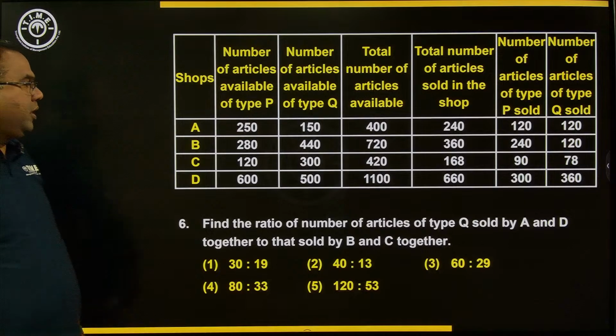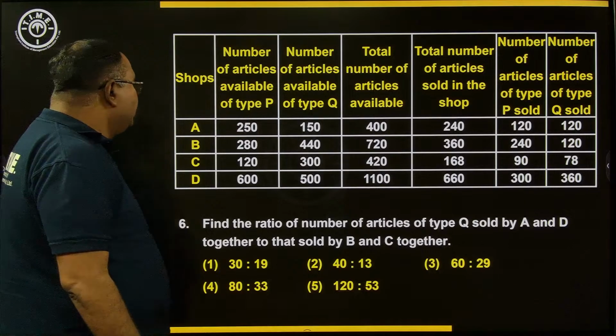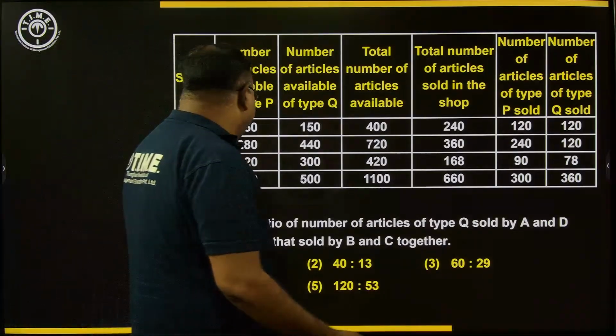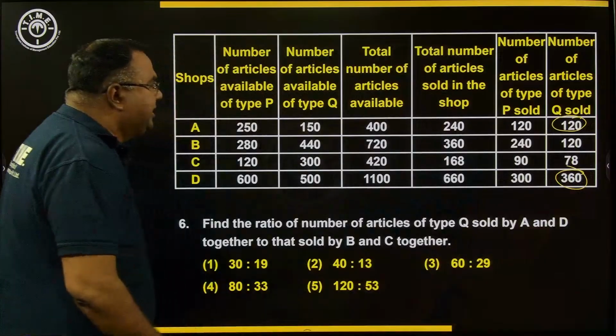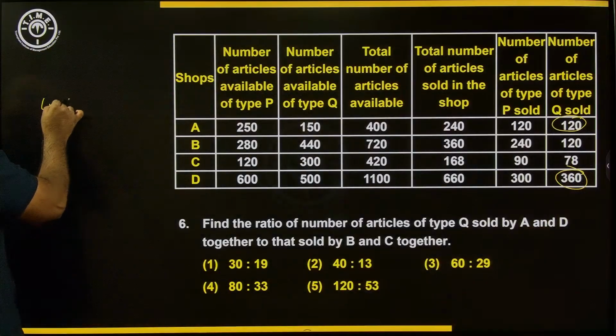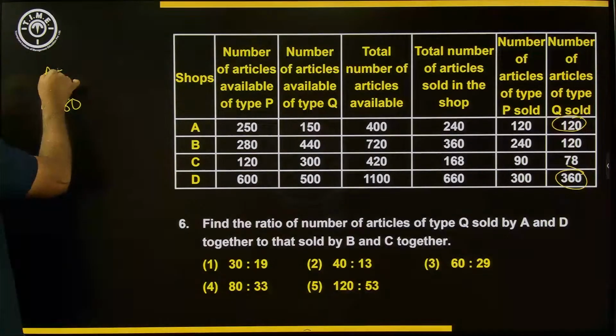Ratio of number of articles of type Q sold by A and D. Q sold by A and D, 120 and 360. 120 and 360 is 480. This is A plus D.